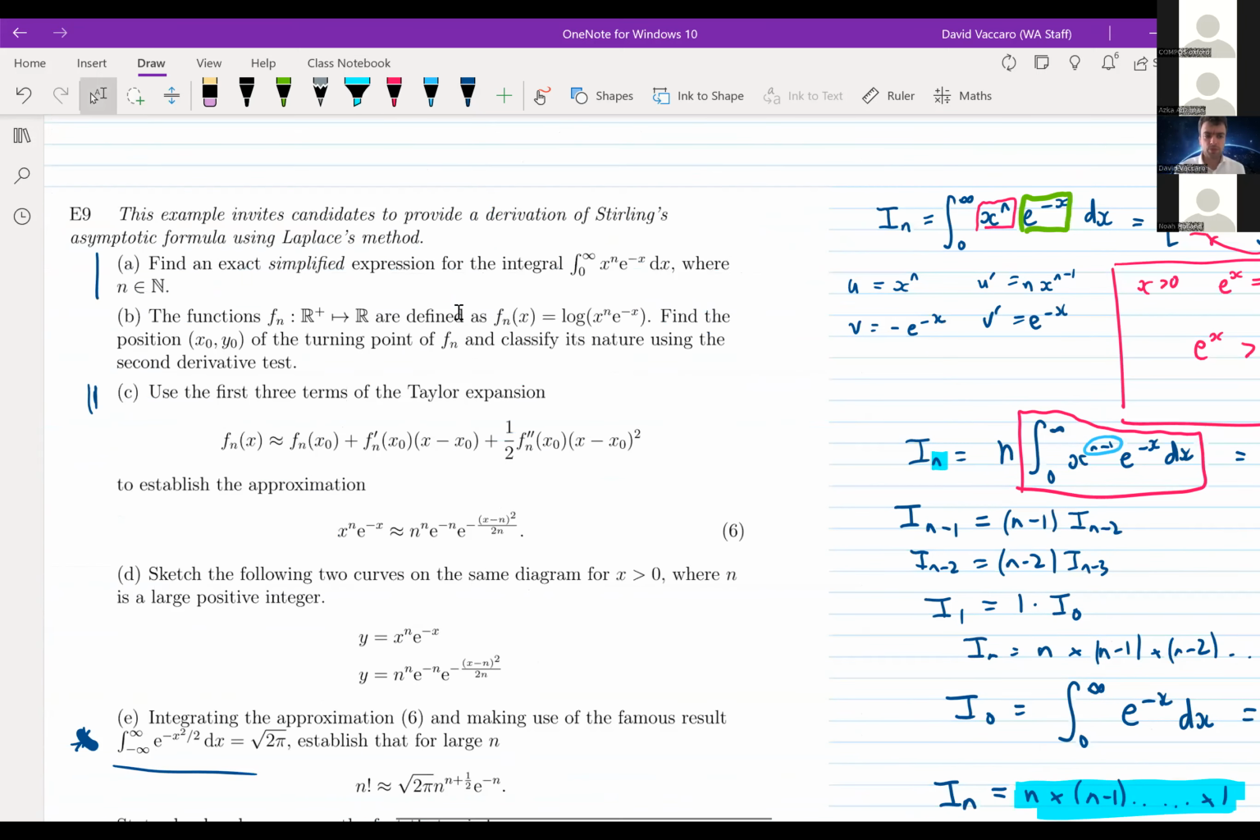Okay. But that was part A, repeated integration by parts. Okay. Any questions about part A, or are you happy for me to continue, in which case put a thumbs up?